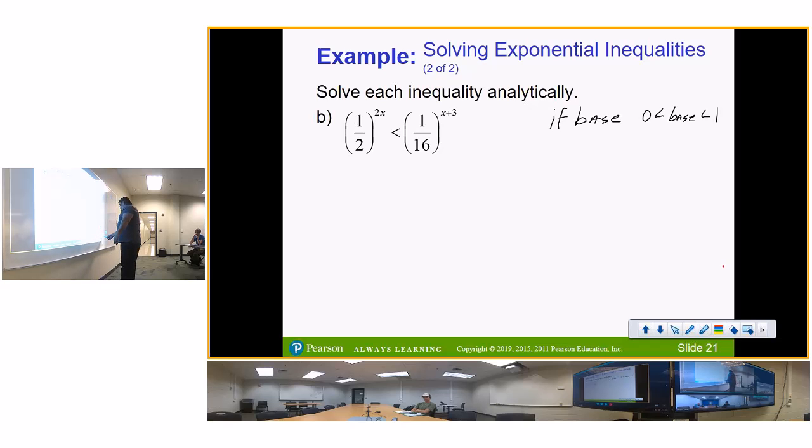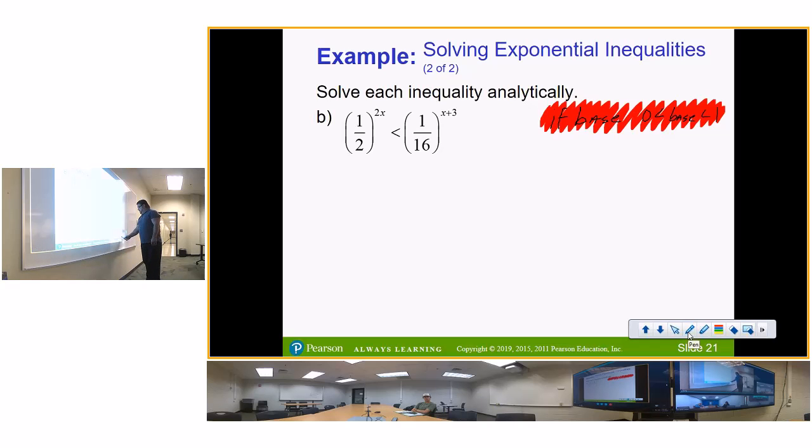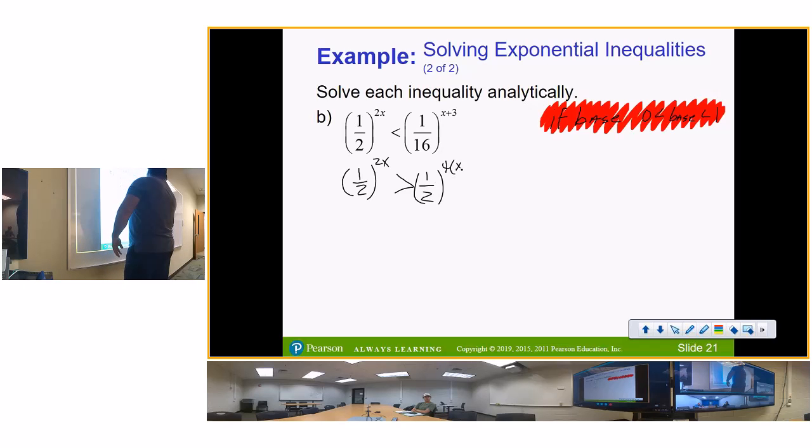Like I said, I've been teaching for 25 years and I never remembered that one. So we learn something new every day. If the base is between 0 and 1, then you have to flip the inequality before you even start. So we get 1/2 to the 2x power less than, we're going to flip it, 1/2 to the 4 times x plus 3 power.